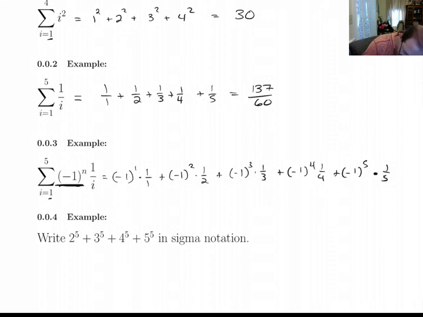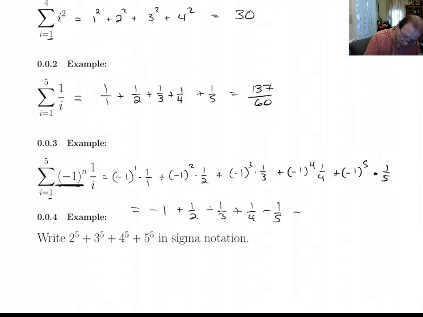Now that was actually a lot of stuff to write out, but really what this is doing, the odd ones are negative and the even ones are going to be positive. So what this gives us is negative 1 plus a half minus a third plus a fourth minus a fifth. So that negative 1 raised to a power is an easy way to make it alternate. So let's see, what's this add up to? Negative 1 plus a half minus a third plus a fourth minus a fifth. That gives me negative 13 over 12.